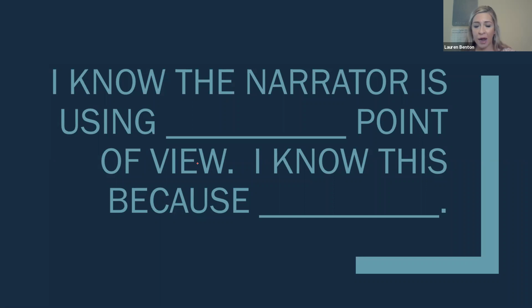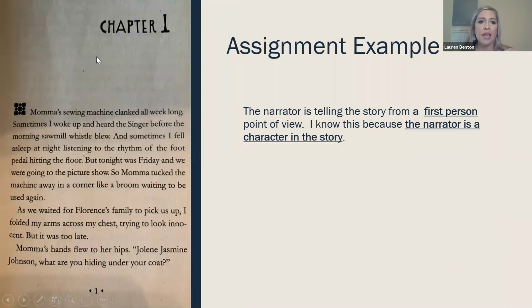So in your assignment, we're actually going to have passages and you're going to let us know what point of view the narrator is using. Here's a little sentence stem for you. It says, I know the narrator is using blank point of view. I know this because. So that is a guideline. We will have this on the directions for your assignment if you do need to use it for assistance. And here's an example.